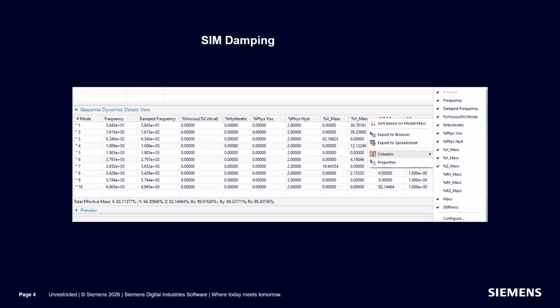If you specify viscous or structural damping in the FEM, you'll see it shown in the % physical columns in the response dynamics details view. You won't see these columns by default, but you can turn them on by right-clicking on the top of any column, then selecting columns % physical viscous and % physical hysteretic as shown on the right.